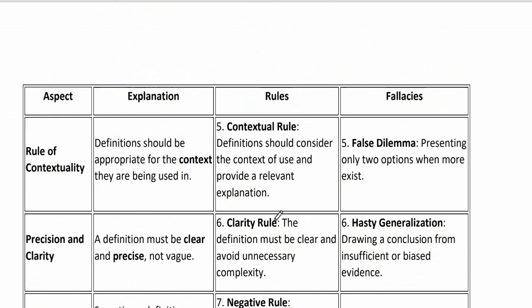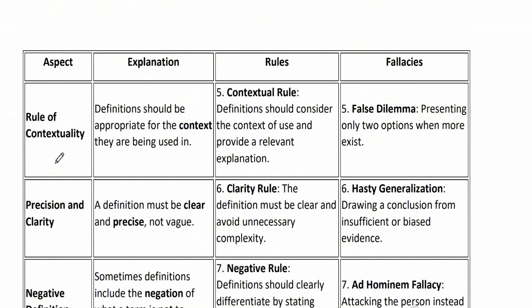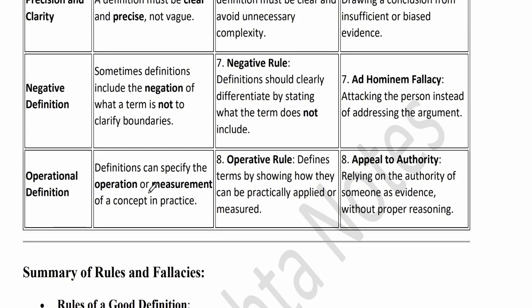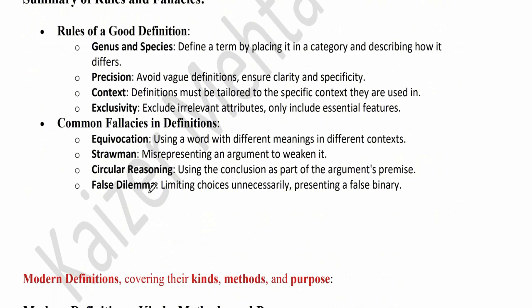Exclusive rule, contextual rule, clarity rule. We don't have all this. Negative definition, precision and clarity. Let's look at the definition itself. So these are the rules and common fallacies.